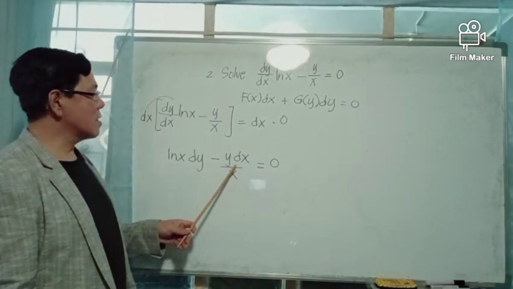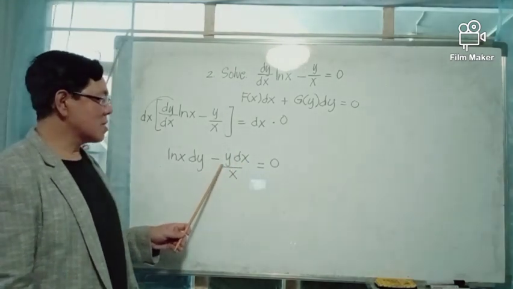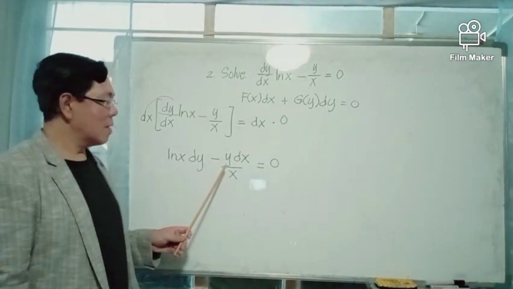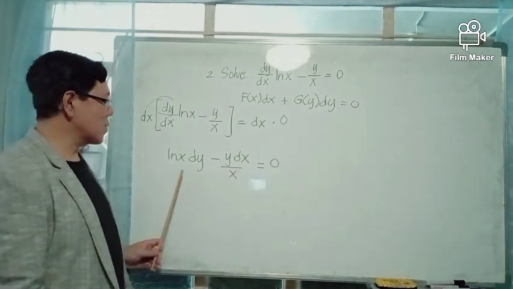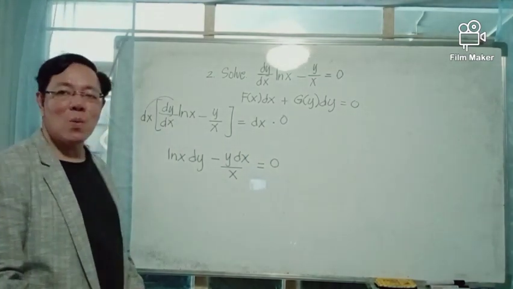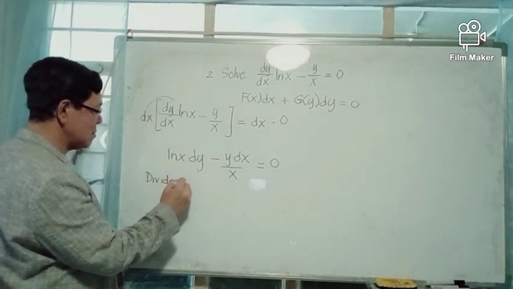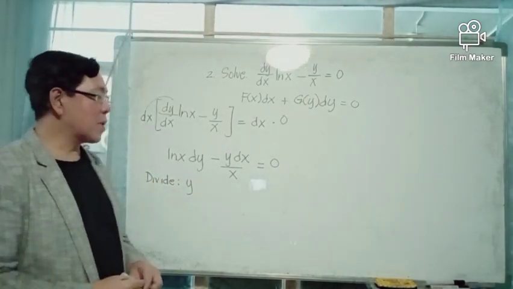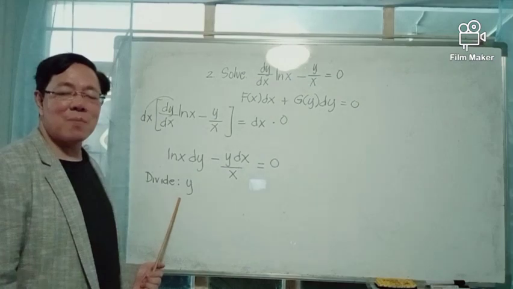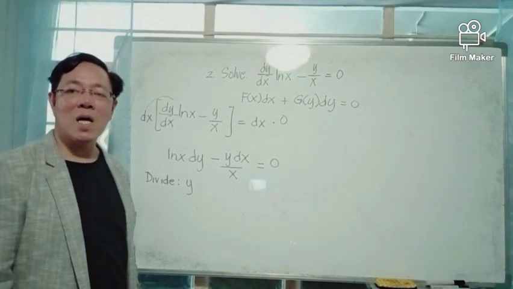You can see that the coefficient of the differential of x is not a function of x only, because we have y in the coefficient of dx. To remove y from the coefficient of dx, we have to divide the whole equation, or both sides of the equation, by y. Or you can also multiply both sides of the equation by 1 over y. Instead of saying divide by y, you can say multiply both sides of the differential equation by 1 over y.